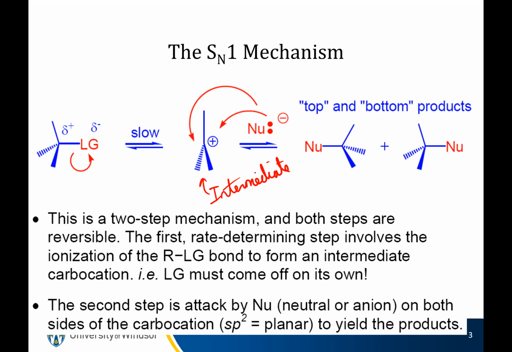And then your nucleophile can approach from either side. So in the SN2, the nucleophile came in opposite the leaving group. In the SN1, that's not the case because you go through this flat intermediate. And at this point, the nucleophile can choose to come in from either the top or the bottom side of the molecule.